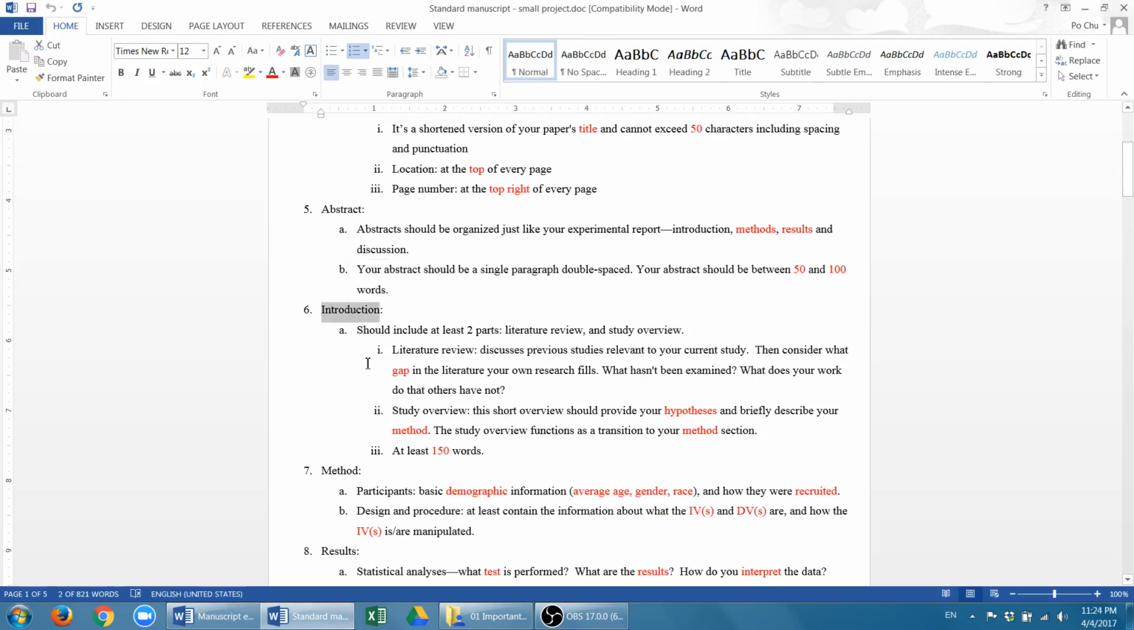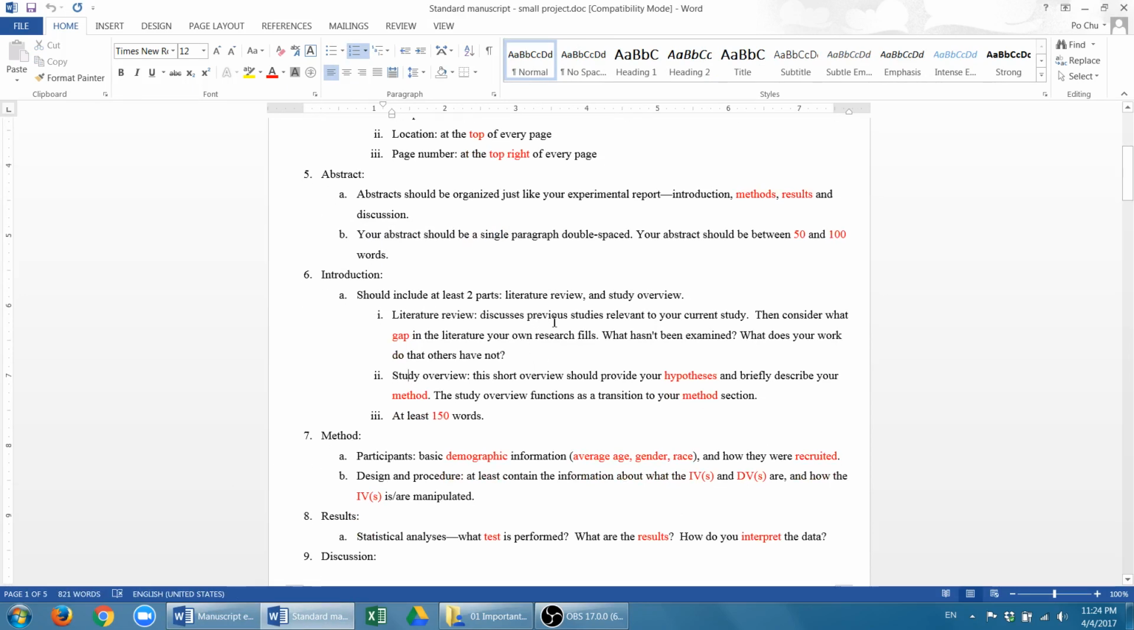So that's the introduction. Include at least two parts: literature review and study overview. The literature review is where you discuss some previous studies relevant to your current study, and then consider what gap in the literature your own research fills. What hasn't been examined? What does your work do that others have not?